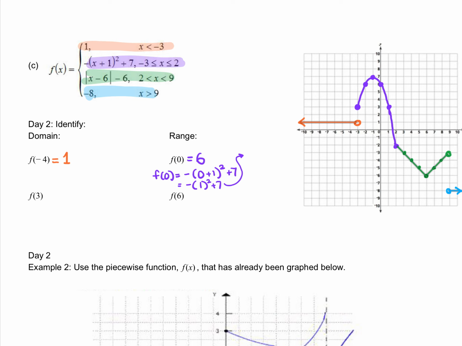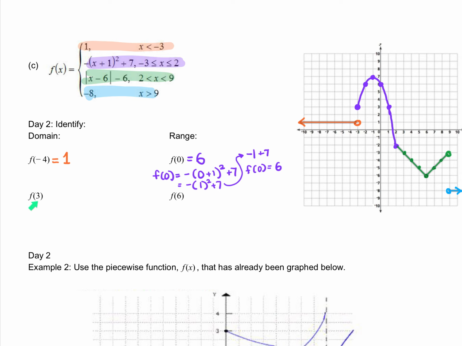So 1 squared is 1, but we multiply it by negative 1 again, plus 7. So then we get f of 0 equals 6. And we got it both ways. Okay, finally, let's try a couple more here.